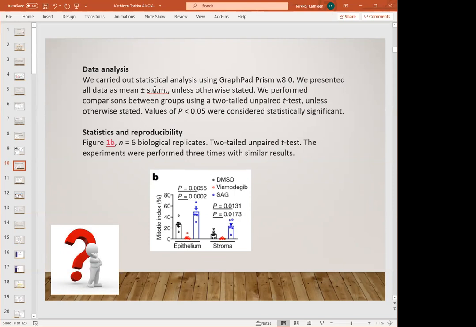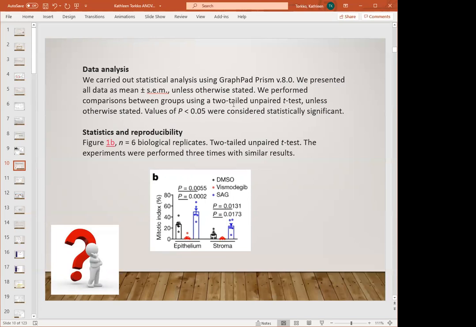Is that the correct kind of error bar you should use or not? And we performed comparisons between groups using two-tailed unpaired t-tests. Another hint that this is a GraphPad Prism analysis. Prism calls it unpaired. I always learned it as an independent t-test. But values of P less than 0.05 were considered statistically significant. They could also have said their alpha was set at 0.05. This is not a very detailed analytic section, but we've got a little idea of what they've done.